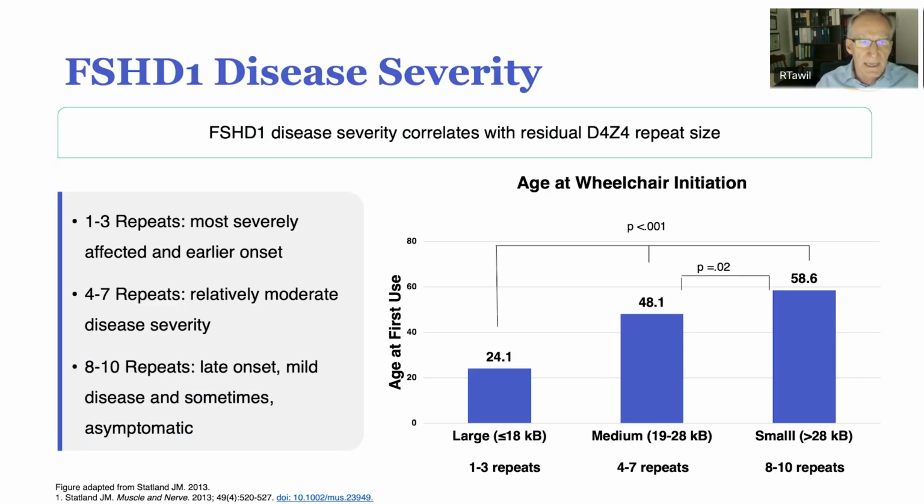And if you look at the age at first wheelchair use, this is from the University of Rochester registry. The graphic is showing you that if you have 1 to 3 repeats, you have a large number of patients who become wheelchair bound. This is less so in the medium size of 4 to 7, and least in those who have 8 to 10 repeats.